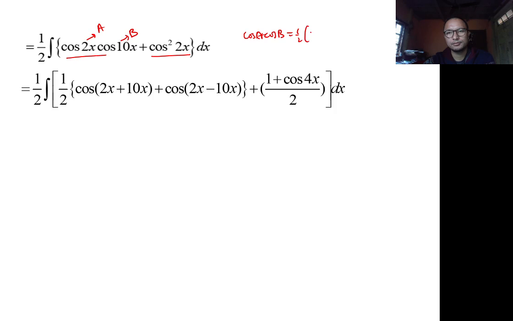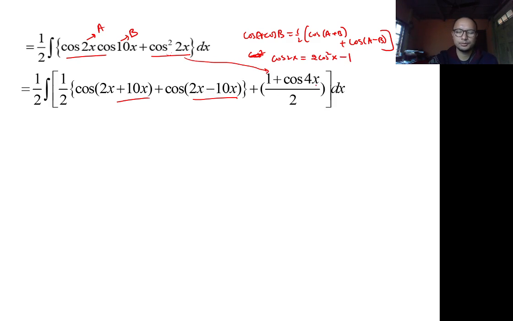Now again we have to use that formula cos A cos B, half of cos(A plus B) plus cos(A minus B). So we are going to use it again, right? And for cos square 2x, we use the formula with 2 cos square x minus 1. That formula we are going to use again here. We have already done cos square, so I am skipping the explanation part.